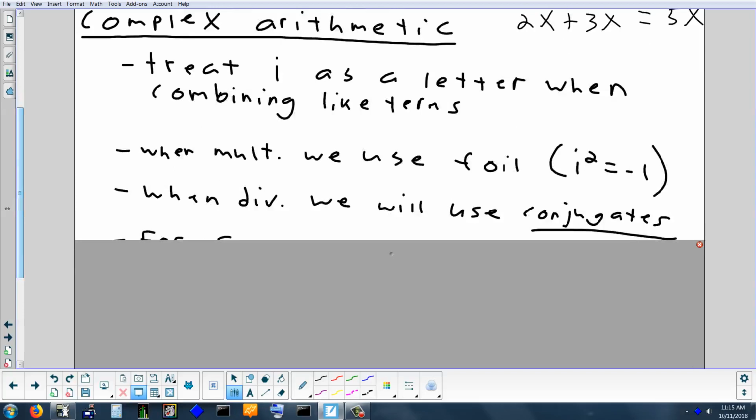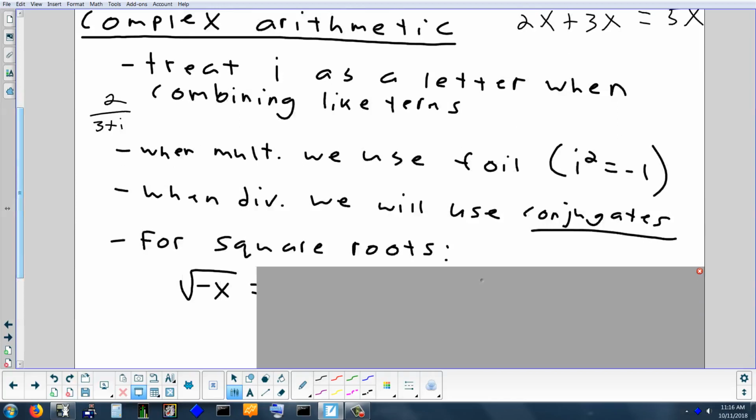When we do division, big thing with division is you're not allowed to leave a complex number in the denominator. So if you had a final answer like this, it would be marked wrong, because no matter what the problem was, you should never leave i in the bottom. Ever. Okay? So there's a way to fix that, and that involves a conjugate.